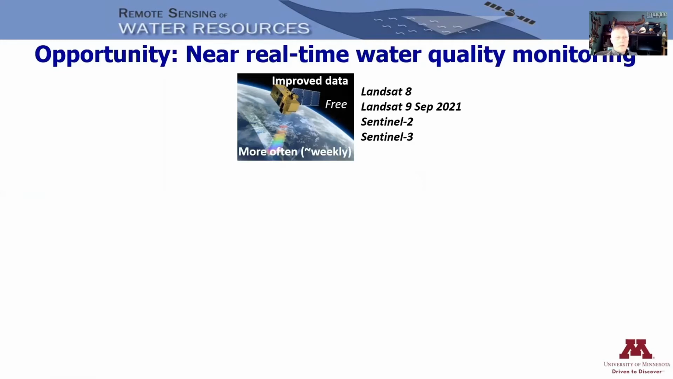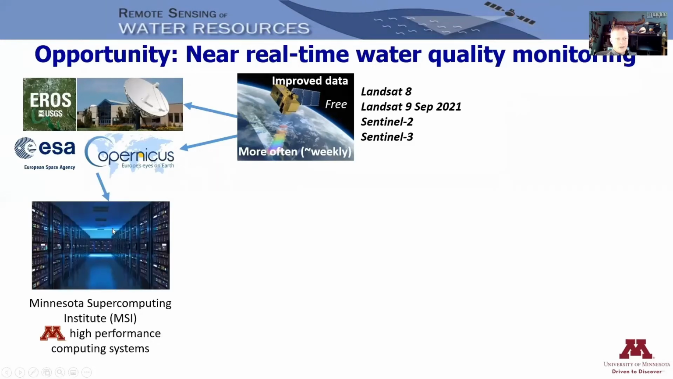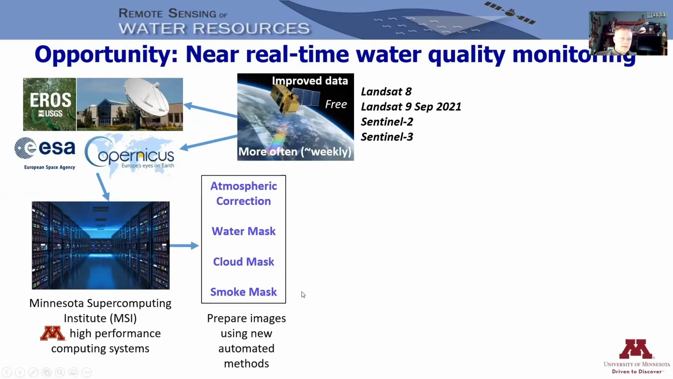we've done here. We have all this new data available, downloaded to the ground stations. We can have machine-to-machine access, pull it into the Minnesota Supercomputing Institute. Once there, the hard work is in this box right here, which is basically preparing the images for applying our models.